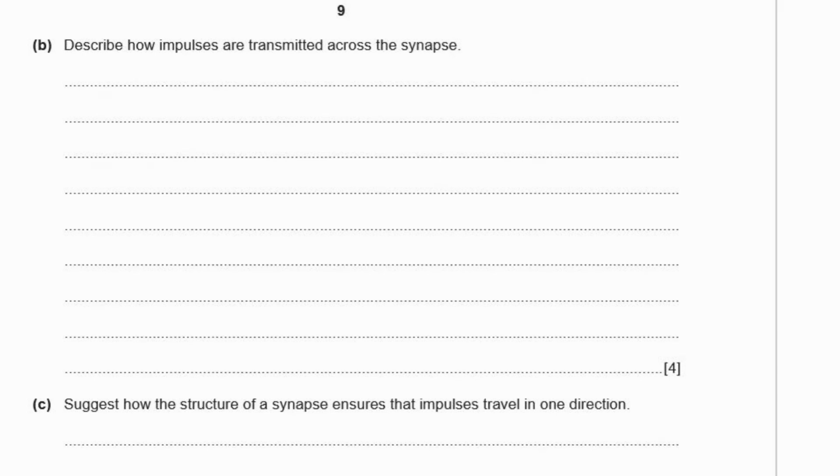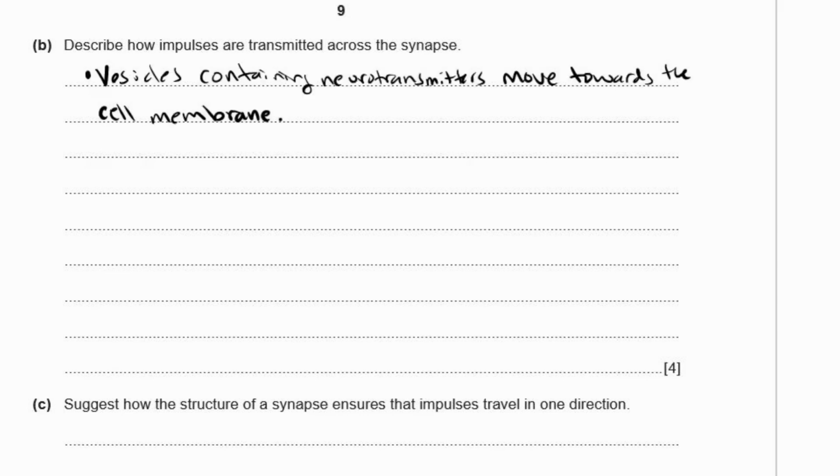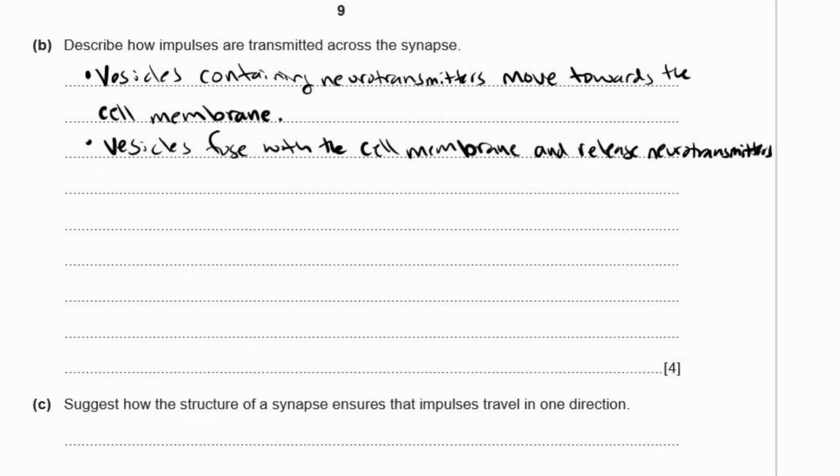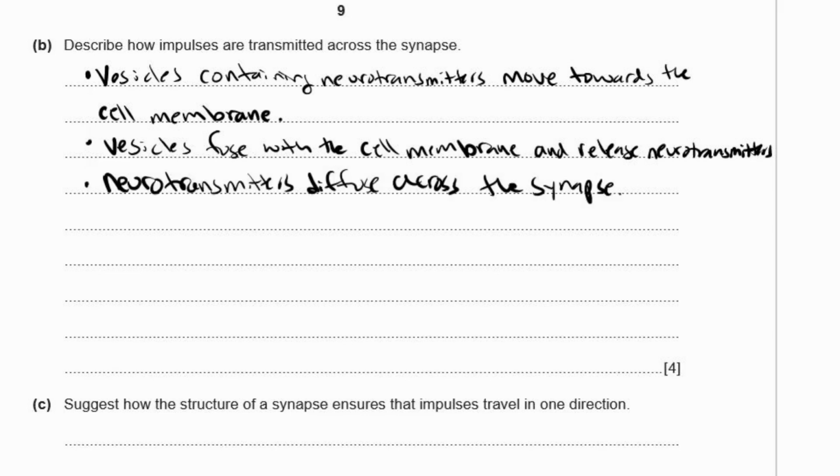So in order to transmit an impulse across the synapse, vesicles that contain neurotransmitters move towards the cell membrane. These vesicles fuse with the cell membrane and release neurotransmitters. These neurotransmitters are released into the synapse, and then they diffuse across it.